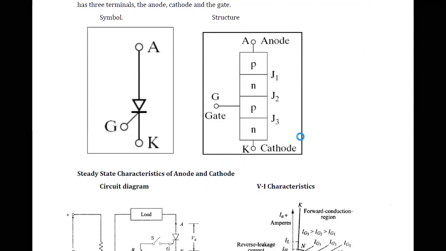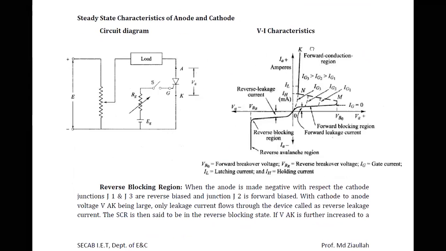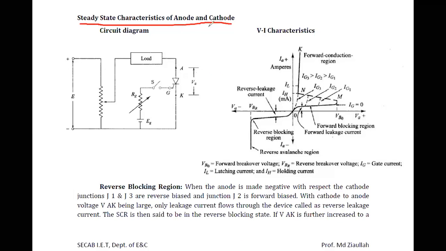Now that you have studied the structure, you can see the steady state characteristics of the anode cathode circuit diagram. Here we have two diagrams. The first is the steady state characteristics of the anode cathode circuit diagram. This is our circuit diagram where we apply the input supply. This is our input, which we can connect to a transformer or a center tap transformer.